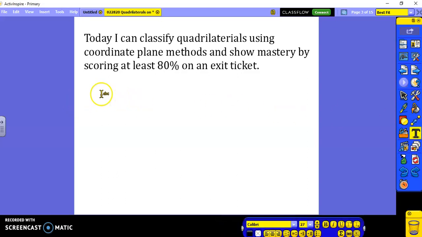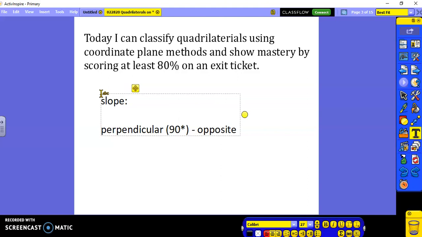Now, the one thing we need to keep in mind when we are solving these, when we talk about slopes of lines, we need to remember that in order for lines to be perpendicular or meet at a 90-degree angle, the slopes have to be the opposite reciprocals. So in this case, if I had -1/2, my reciprocal would be 2. If I have 3/4, my opposite reciprocal would be -4/3.